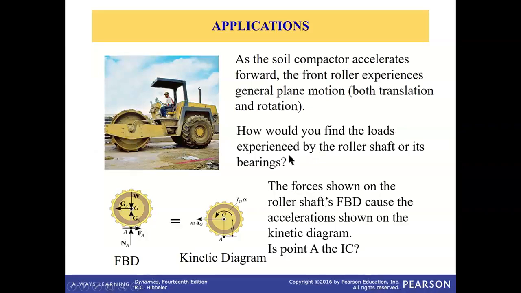How would you find the loads experienced by the roller shaft or its bearing? This roller is mounted on a shaft, and this shaft is subjected to some forces as shown in the free body diagram, like Gx and Gy. How do we calculate those forces? The forces shown on the roller shaft free body diagram cause the acceleration shown on the kinetic diagram. Is point A the instantaneous center? And yes, it is. So for this roller, this is the free body diagram.